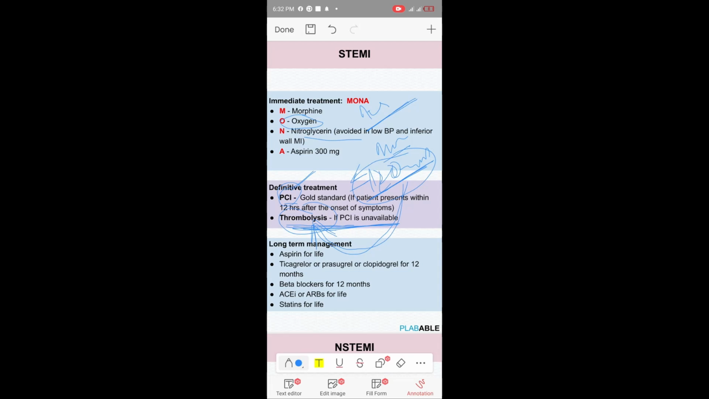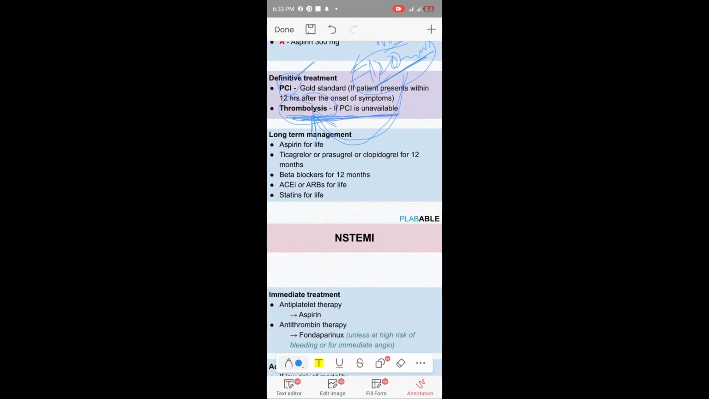If you are working somewhere where no facility of PCI is available, and you have to shift the patient or call some interventionist, and that's going to take more than 120 minutes, you need to save the myocardium. Go for the thrombolysis rather than PCI. If PCI is available, that is the gold standard. If you are given that a patient is coming with STEMI, what would you choose? Blindly, go for the PCI. Long term, you need to put the patient on antiplatelets.